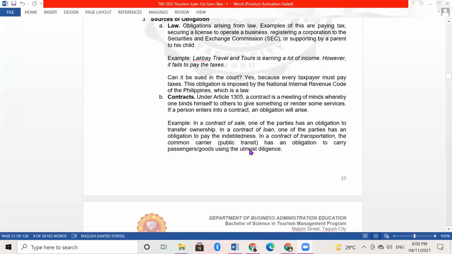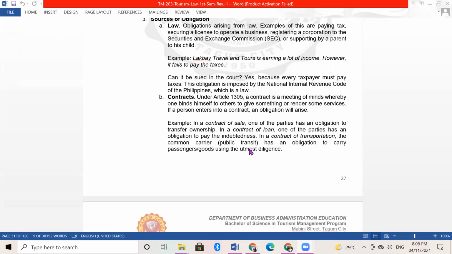Under Article 1305, a contract is a meeting of minds whereby one binds himself to others to give something or render some services. If a person enters into a contract, an obligation will arise. So for example, in a contract of sale, one of the parties has an obligation to transfer ownership. In a contract of loan, one of the parties has an obligation to pay the indebtedness.